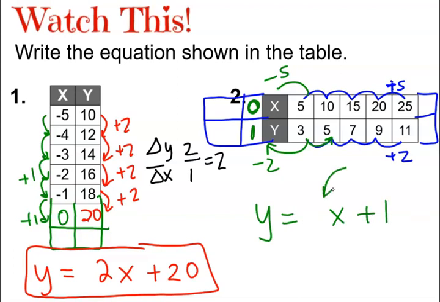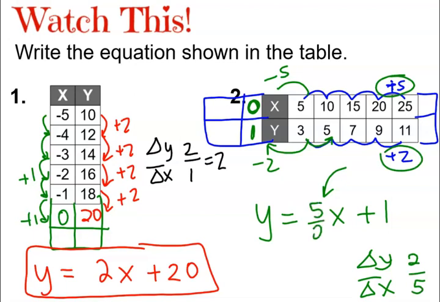And now, in order to get the slope number for this position, all I have to do is write my delta y over delta x pattern. Now be careful. The delta y is 2, and the delta x was 5. So my slope would be 5/2. And that is how you can write an equation from a table if you're able to find the y-intercept value.